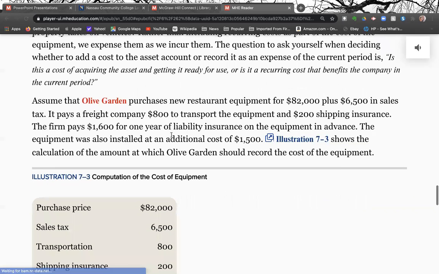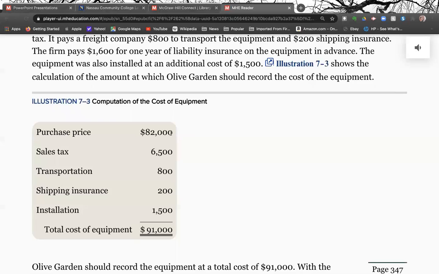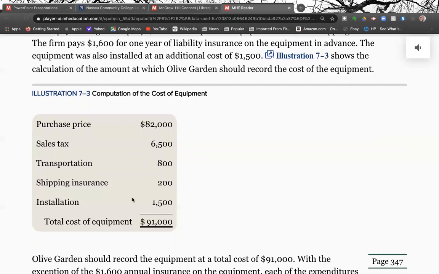Here they give you an example of Olive Garden again. They purchased new restaurant equipment for $82,000 plus $6,500 in sales tax. They had to pay freight of $800 to transport the equipment, $200 of shipping insurance. They pay $1,600 for a 1-year liability policy on the equipment in advance. The equipment was installed at a cost of $1,500. How much do we debit equipment for? The purchase price, the sales tax, the transportation fees, the shipping insurance, and the installation comes out to a total of $91,000. Debit equipment, credit cash, accounts payable, notes payable, any combination of those.